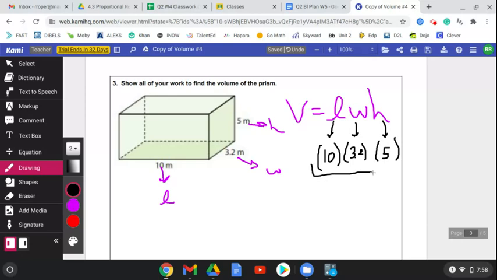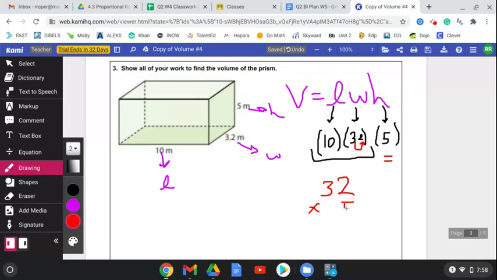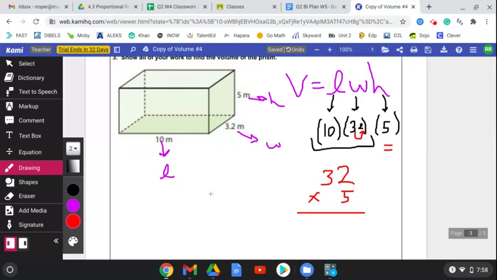First, if you did 10 times 3.2, remember that multiplying by 10 is the same thing as moving the decimal 1 space to the right. On 3.2, if you go 1 space to the right, that becomes 32. Still going to multiply by 5. So 32 times 5, that's going to give you the volume of the prism. And then be sure to label in cubic units. This would be meters cubed.